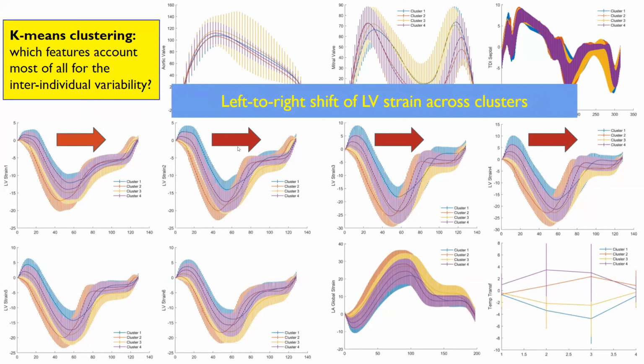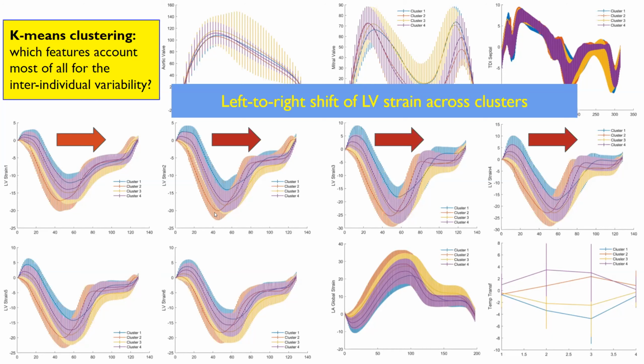progression, there seems to be a consistent left to right shift in all our strain variables from orange, yellow, purple, and blue. And 1, 2, 3, 4, 5, 6, 7 are all strain variables, the 6 LV strain variables and the LA global strain. You can see that there's a consistent pattern.